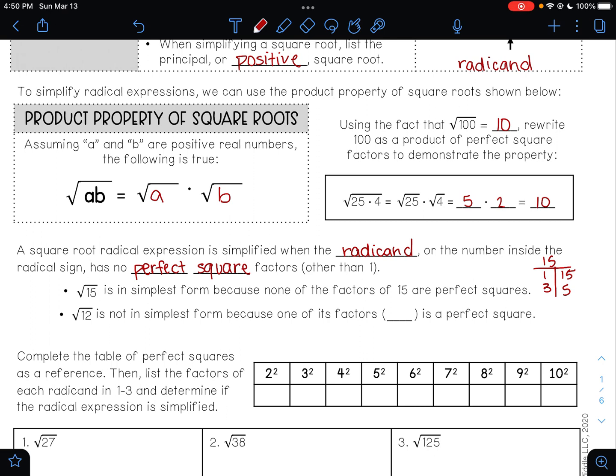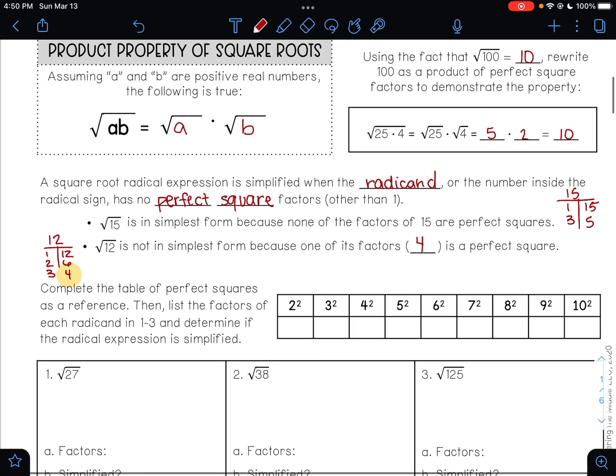But the square root of 12 is not in simplest form because if we look at its factors, we have 1 and 12, 2 and 6, 3 and 4. One of its factors is a perfect square. 4 is a perfect square, therefore this could continue to be simplified, in what we call simplifying radicals.